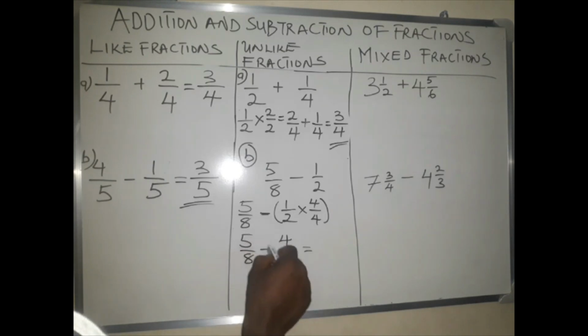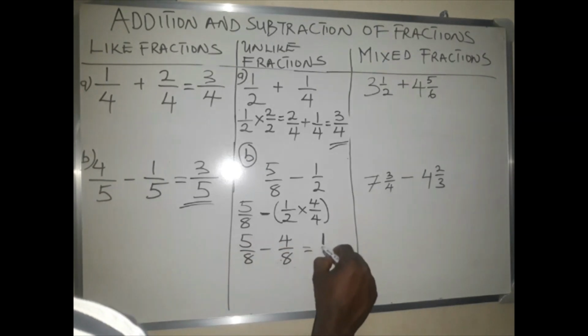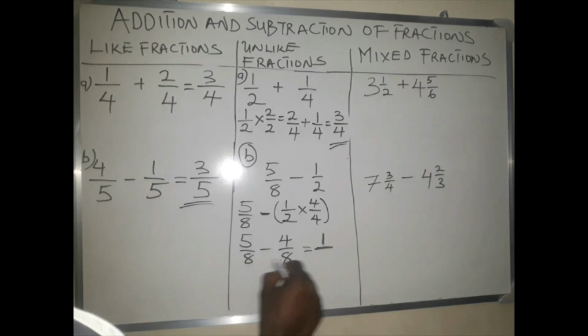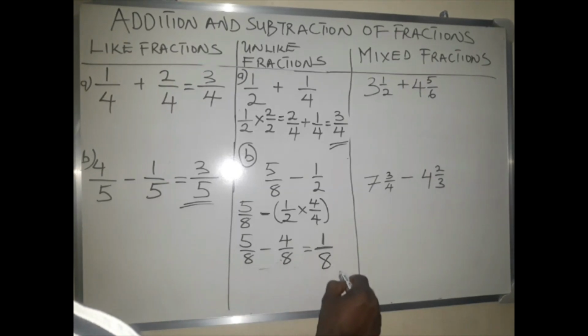So when you say 5 minus 4, it will give you 1, all over. You choose one of these, 8. So the answer of 5/8 minus 1/2 will be 1/8.